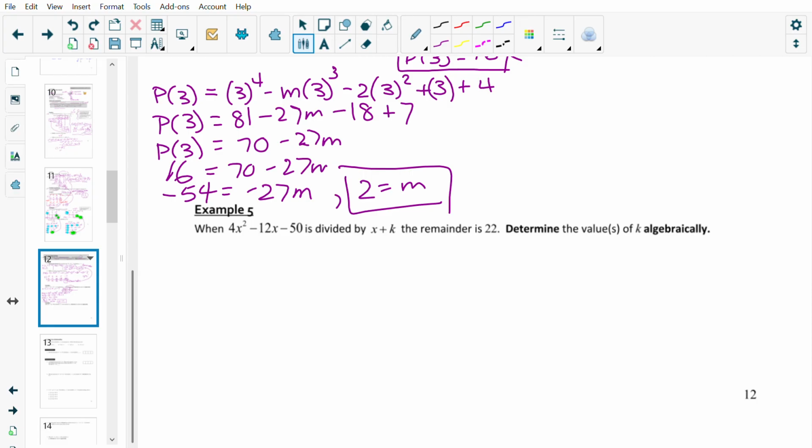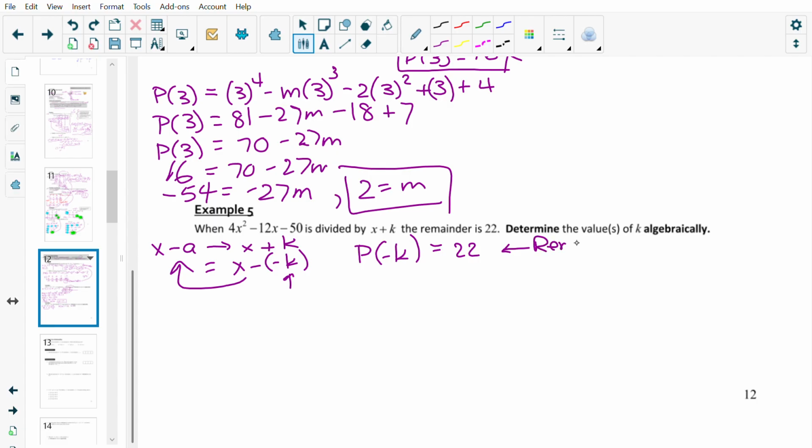Example 5, another way to solve for an unknown value with the remainder theorem. When 4x to the fourth minus 12x minus 50 is divided by x plus k, the remainder is 22. Okay, so how does this work? x minus a, that's x plus k, or another way to think about it is x minus negative k if I'm putting it into this form. So p of negative k, that's my divisor, and then we said the remainder is 22. That's the remainder theorem.